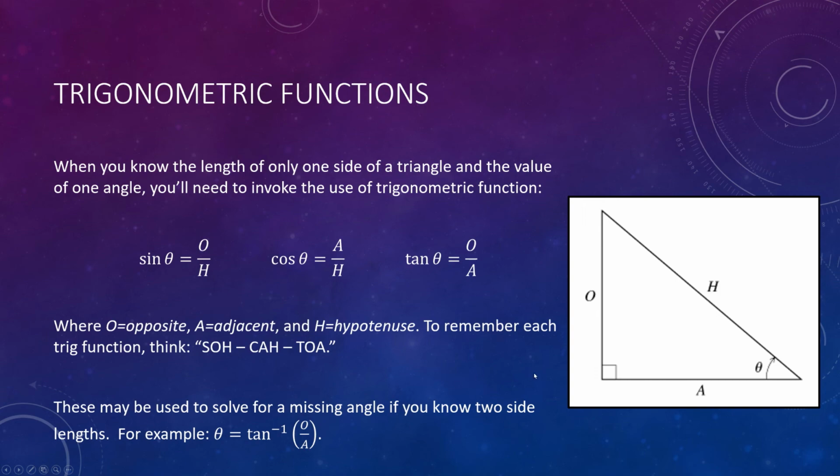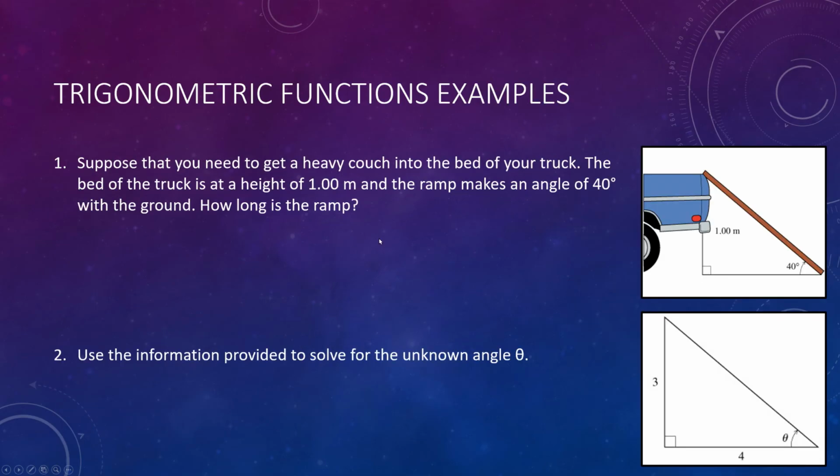So let's conclude this lecture with two examples working with trigonometric functions. Let's start with question number 1. This question says, suppose that you need to get a heavy couch into the bed of your truck. The bed of the truck is a height of 1 meter, and the ramp makes an angle of 40 degrees with the ground, as you see on the right. The question asks, how long is the ramp?